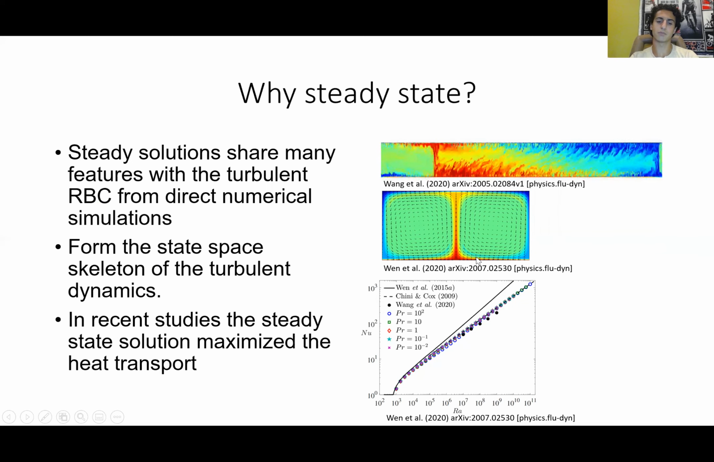Additionally, the steady state forms the state space skeleton of turbulent dynamics. And most surprisingly, or most interesting, is that in a recent study, it was found that the steady state is the one that totally maximizes the heat transport, which is typically not intuitive. One would often think that a time-dependent solution would have an overall greater heat flux, but that's actually not the case.